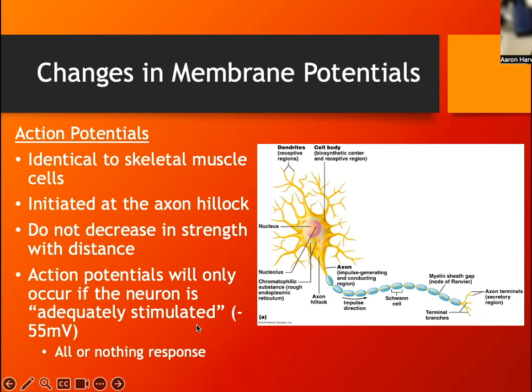The other thing with this is that this type of response is an all or nothing principle. You either reach the threshold of negative 55 millivolts and you're depolarized and an action potential happens, or you do not reach negative 55 millivolts and there is no action potential. There's no in between. So it's all or nothing with these action potentials and depolarization between the neurons across the membrane.